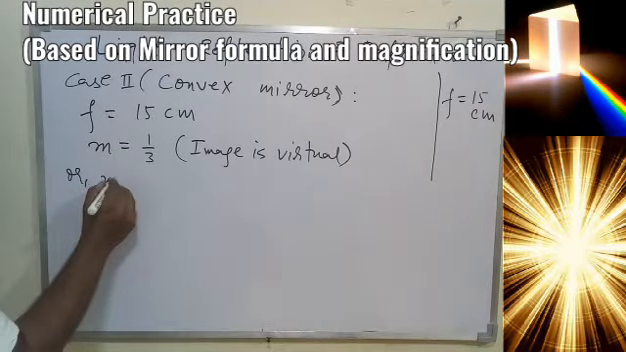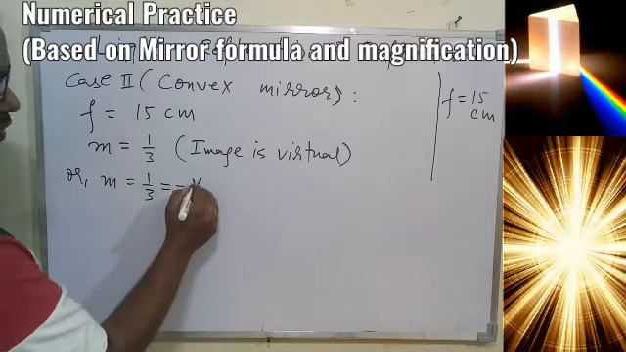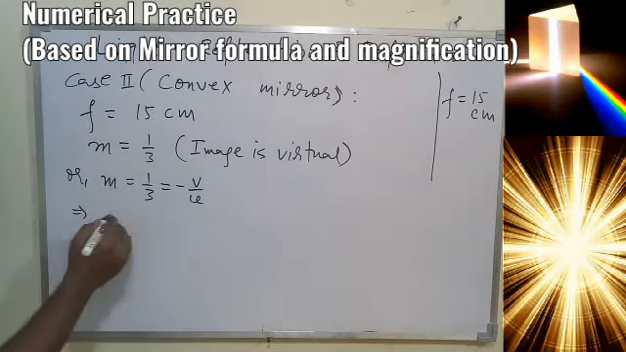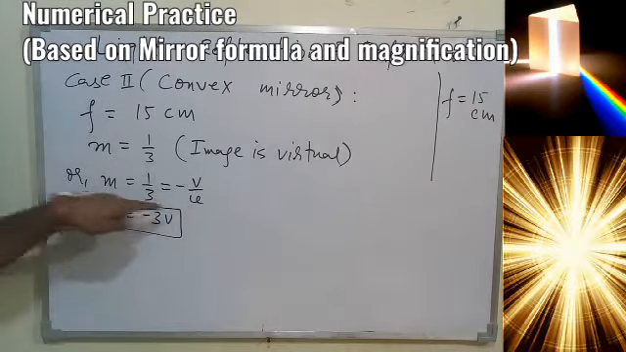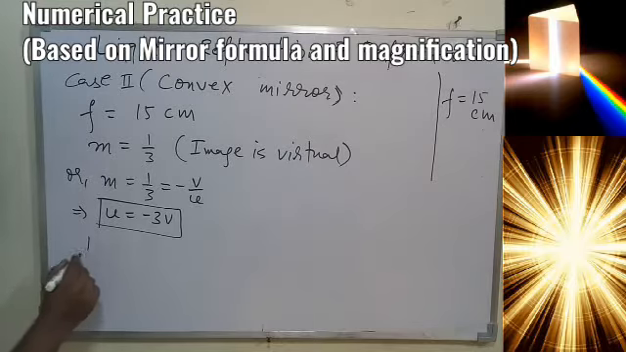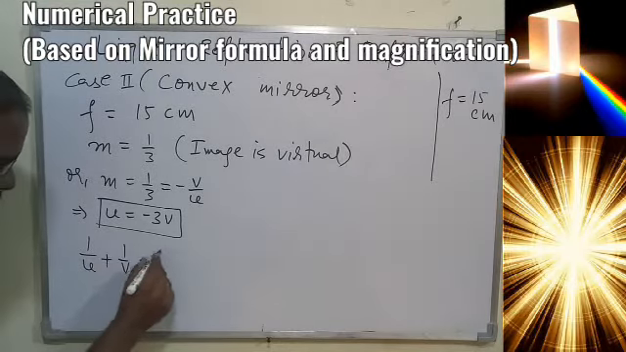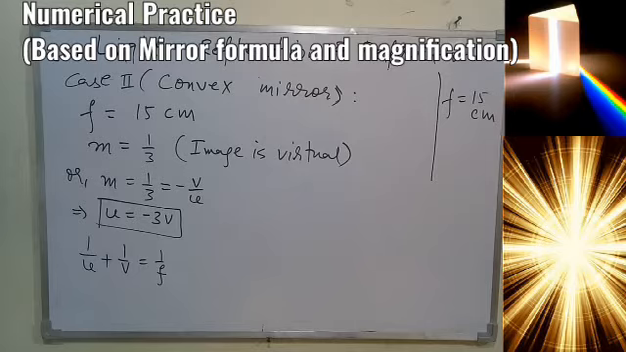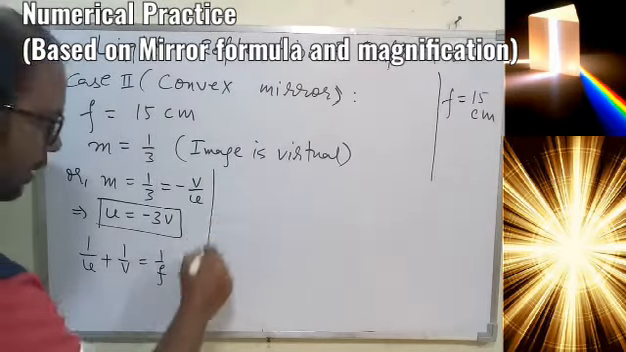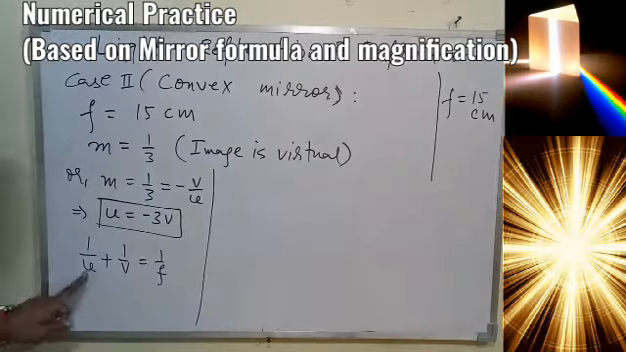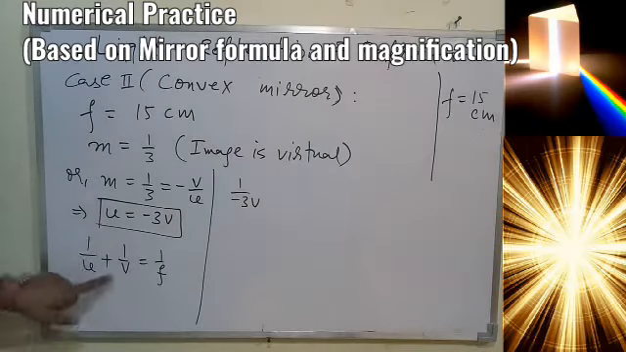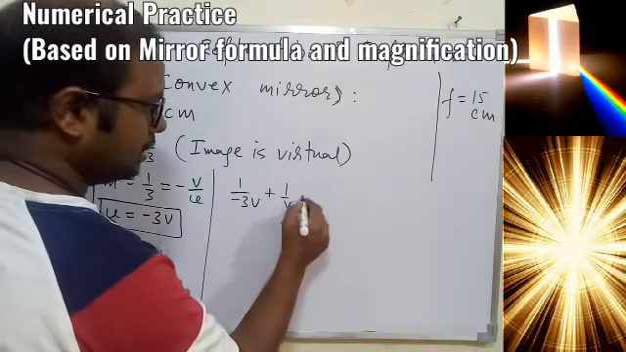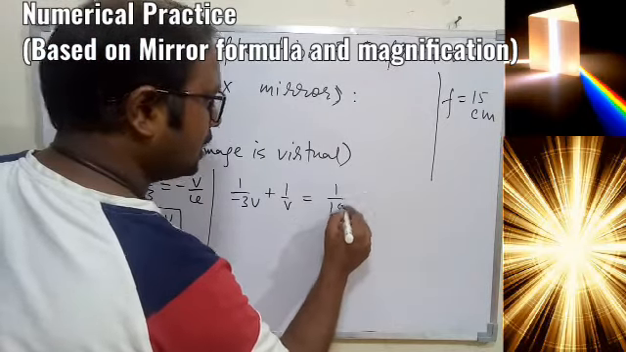Now we can say m is equal to 1 upon 3, which is minus v upon u. So from here we can write u is equal to minus 3v. Now let's use the formula 1 upon u plus 1 upon v is equal to 1 upon f. So let's continue here. Putting the value, 1 upon u will become minus 1 upon 3v, so in place of u we place minus 3v. V will be v only, let it be as it is. And in place of 1 by f we will place 1 upon 15.